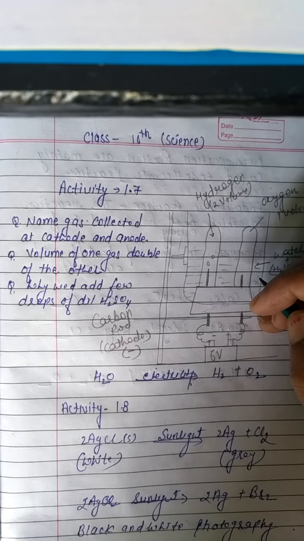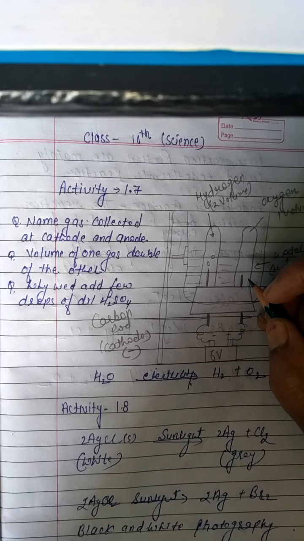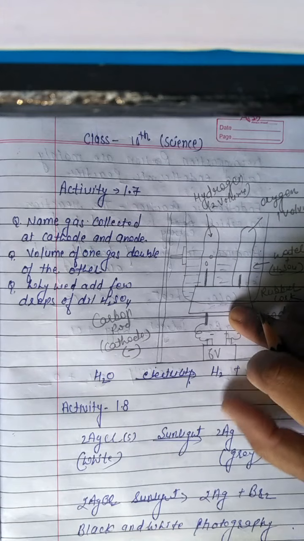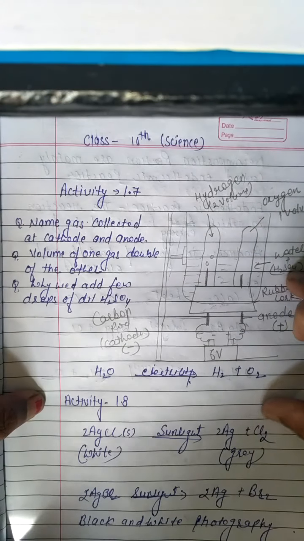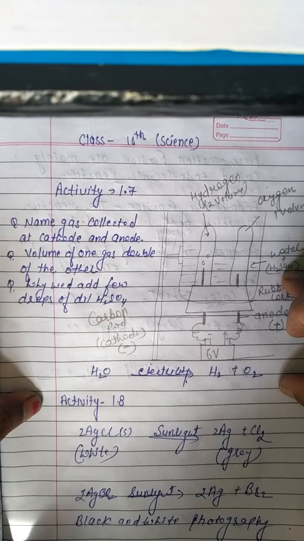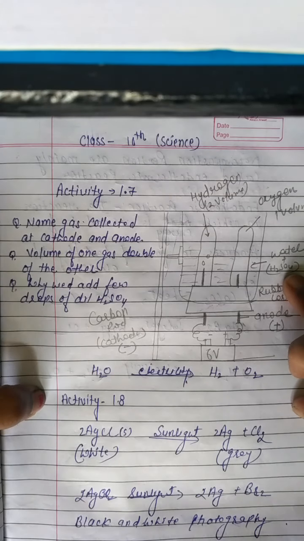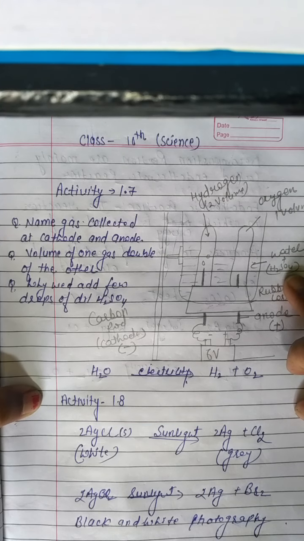Today is the fifth lecture of our class 10th chemistry science subject. In our previous lectures, we discussed what a chemical reaction is. In the fourth lecture, we discussed the types of chemical reactions. There are various types of chemical reactions, for example, combination reaction, decomposition reaction, displacement reaction, double displacement reaction, and oxidation and reduction reaction.